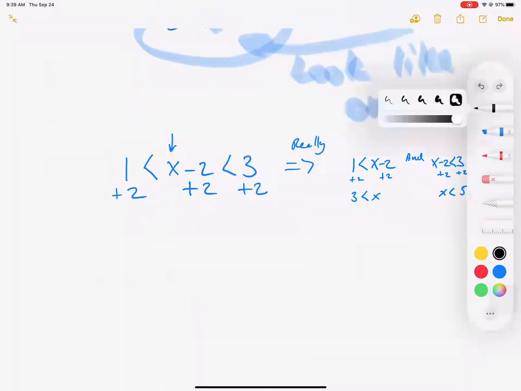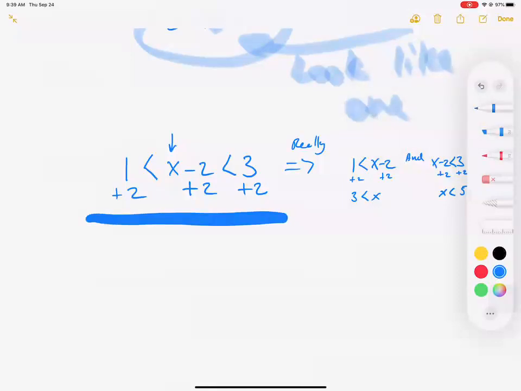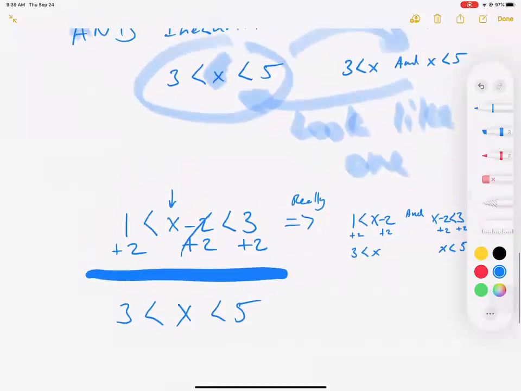And when we do this problem, 1 plus 2 is 3. The 2's cancel out, and we're left with x and 5. And that's our answer from before.